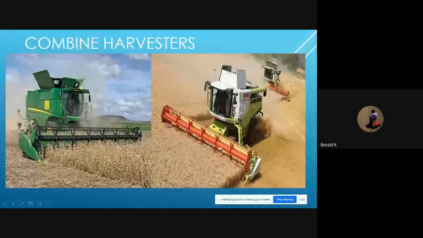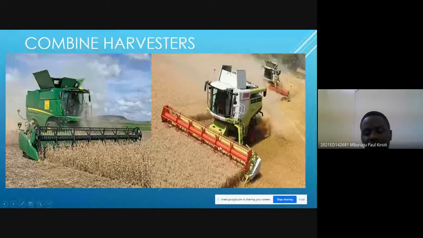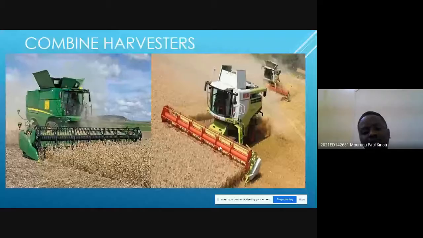Yeah, that is a very good definition. So basically, those are the major operations we have being performed by a combine harvester. And we have a picture of a combine harvester you can see over there. I have a John Deere. And what is the second one? Which model class? It's a class model. And that's how a combine harvester looks like.